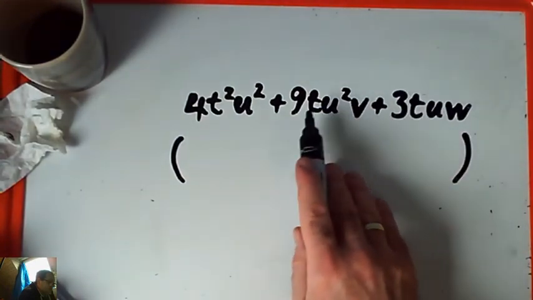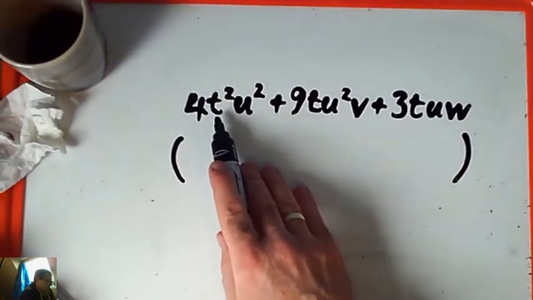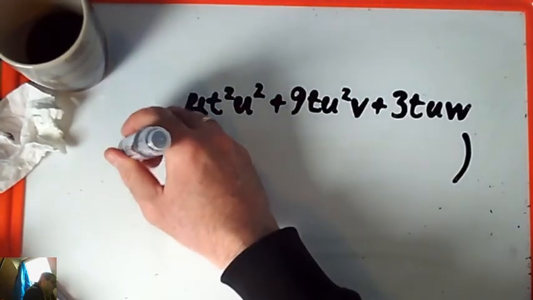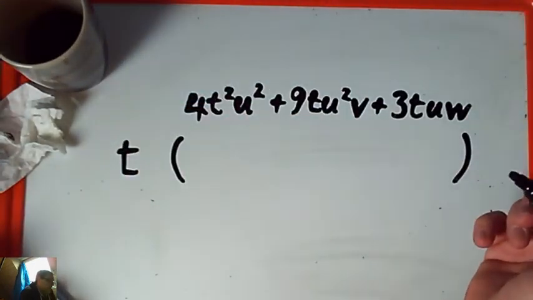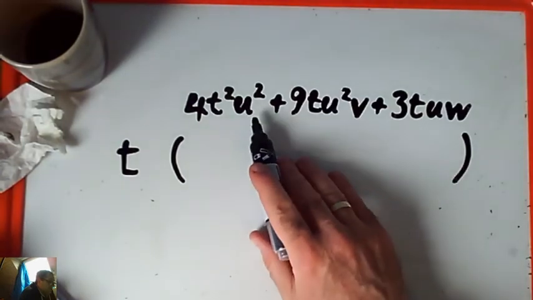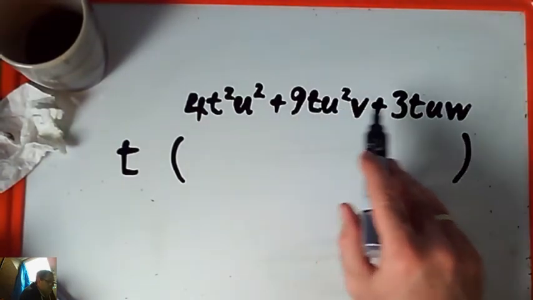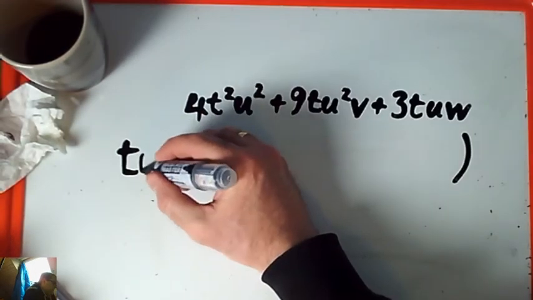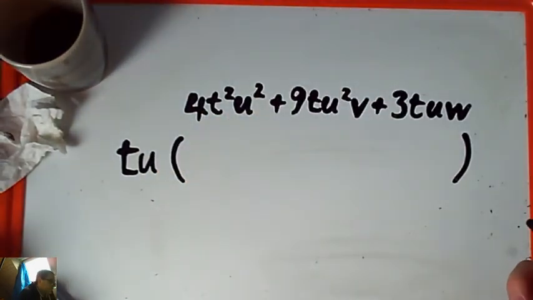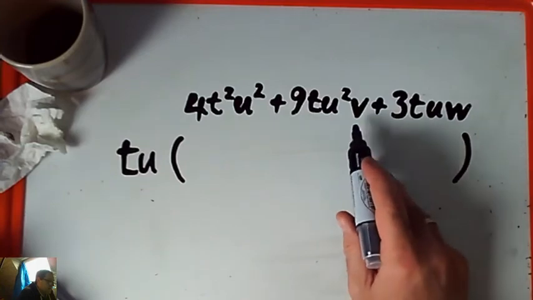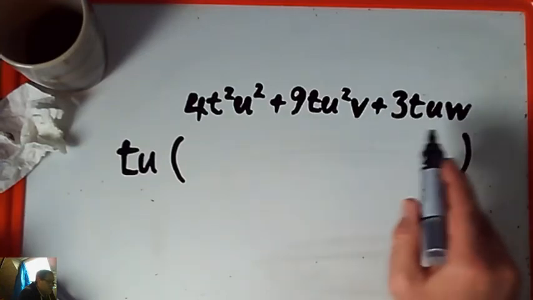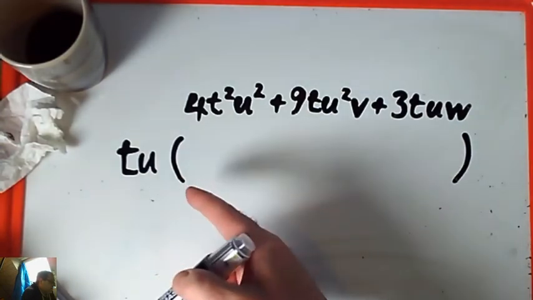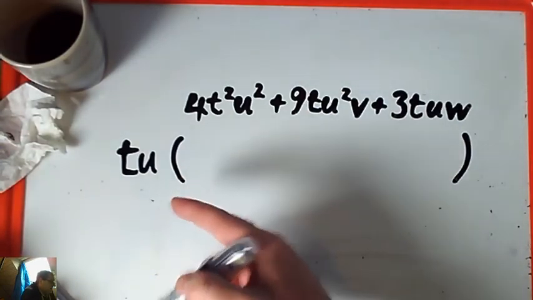That's got a t, that's got a t. That's actually got t squared, t times t. But I can certainly divide everything there by t. They've all got u's in them. This one's got u squared, this one's got u squared. This one's just got u, but I can certainly divide everything there by u. Some of them have got v's and w's, but not all of them. So the biggest thing I can take outside the bracket is tu, t times u.